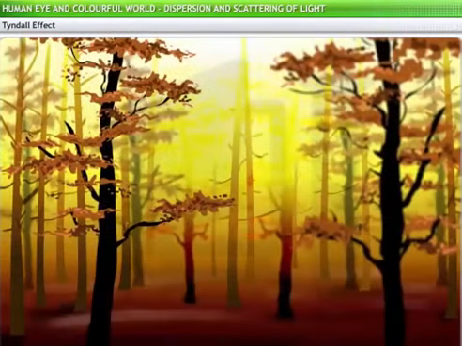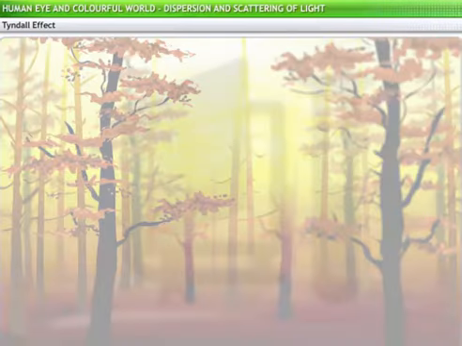Similarly, when sunlight passes through the canopy of trees in a forest, you can see the Tyndall effect at work again. The mist in the forest contains tiny droplets of water which act as particles of colloid dispersed in air.